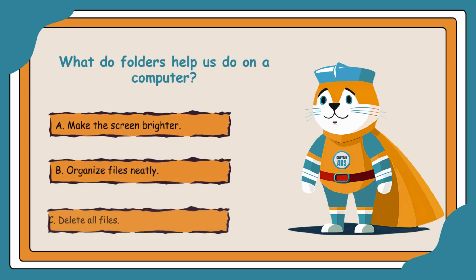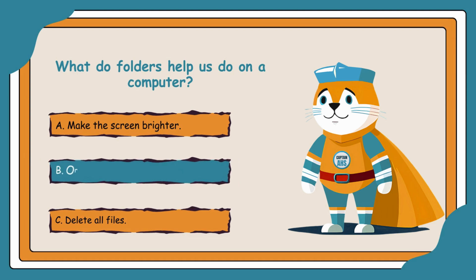What do folders help us do on a computer? Option A, make the screen brighter. Option B, organize files neatly. Option C, delete all files. Option B, organize files neatly.